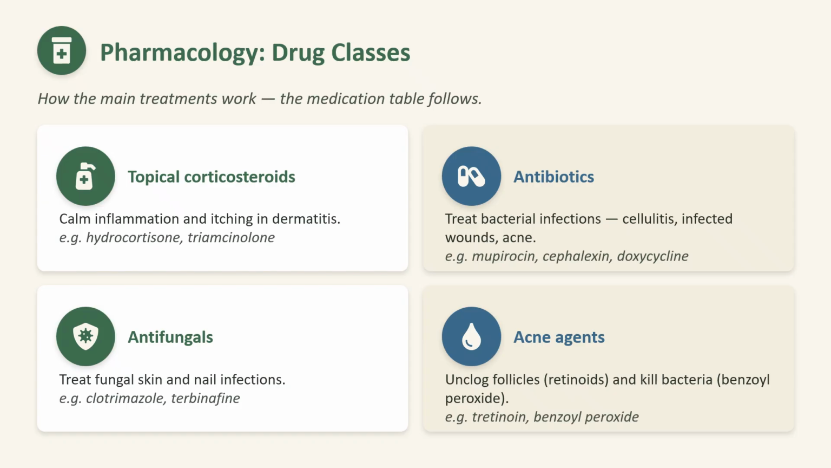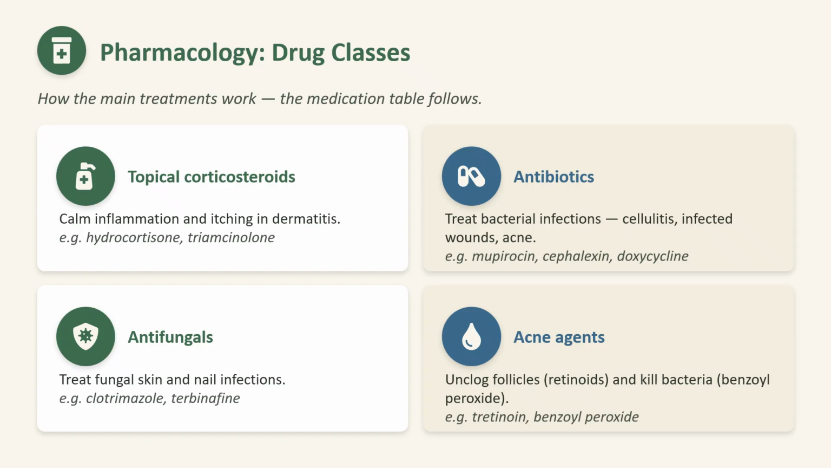Now for the pharmacology and treatments. Four main medication classes cover the conditions we've discussed, and understanding what each class does makes the medication list on the next slide make sense. First, topical corticosteroids. Steroid creams and ointments that calm inflammation and itching. These are the workhorses for dermatitis. Hydrocortisone is the mild, over-the-counter one. Triamcinolone is a stronger prescription.